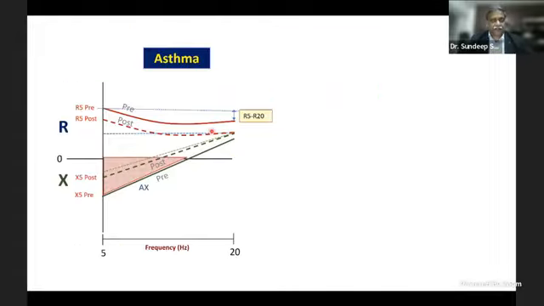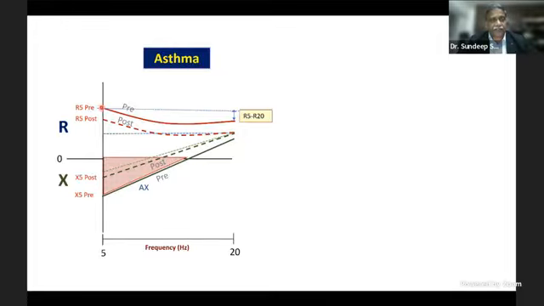Now, here is a classical graph that you get in asthma. This blue dotted line is the line of a normal healthy individual. And this green dotted line is the line of reactance of a normal healthy individual. Now, I told you that in a normal healthy individual, the upper limit of normal for R5 is 4 centimeters water per liter per second. For R20 it is 3, and therefore R5 minus R20 should be less than 1.